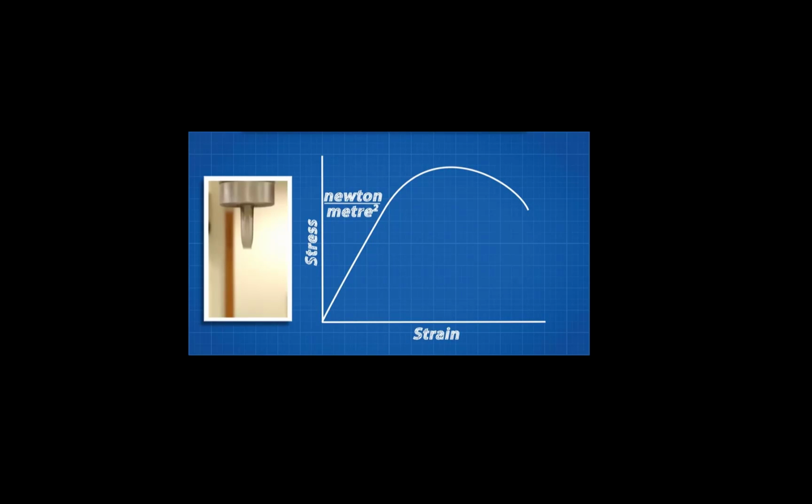Stress goes on the y-axis. Strain describes how much deformation has occurred with that applied force, and it is found by dividing the change in length by the original length. This is placed on the x-axis. Let's watch this test again and see what information we can get from the stress-strain graph.